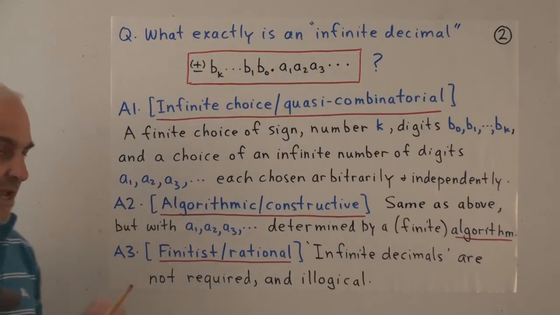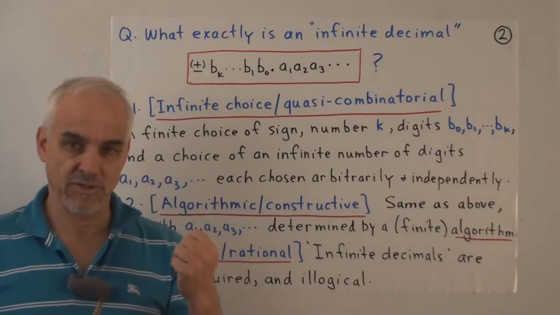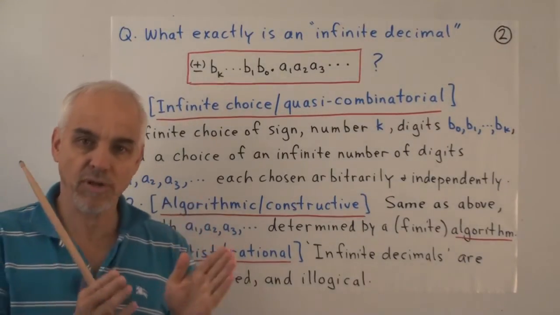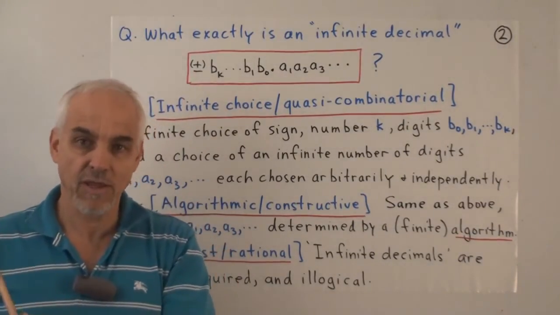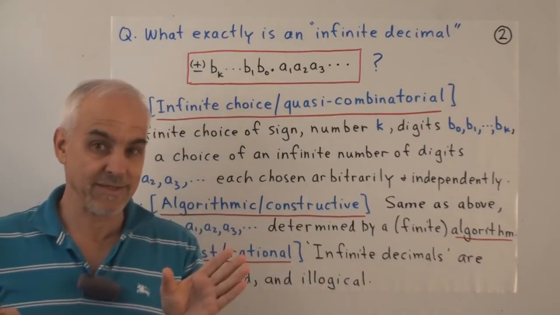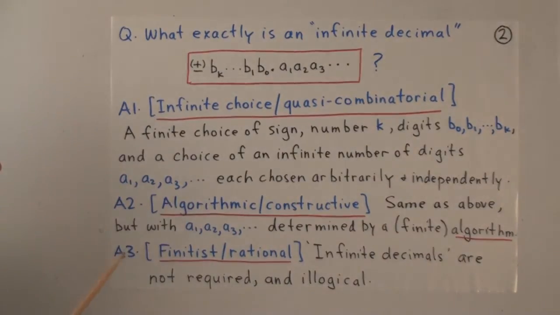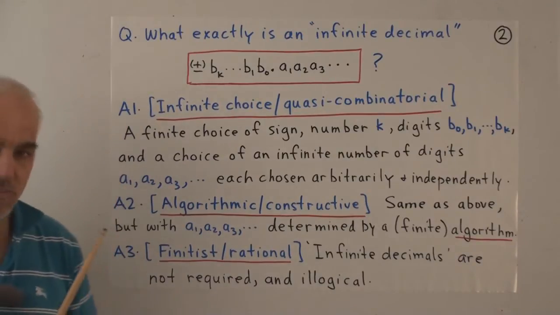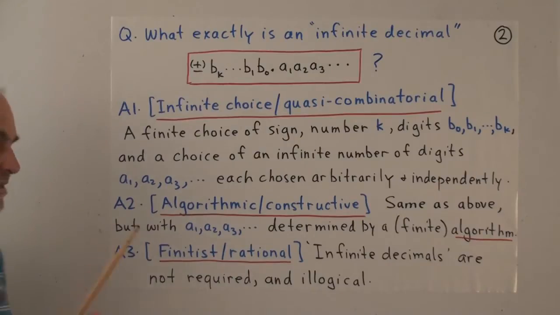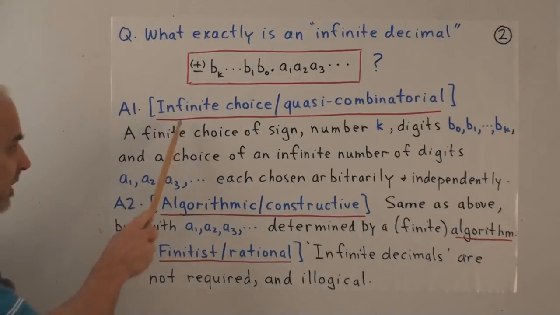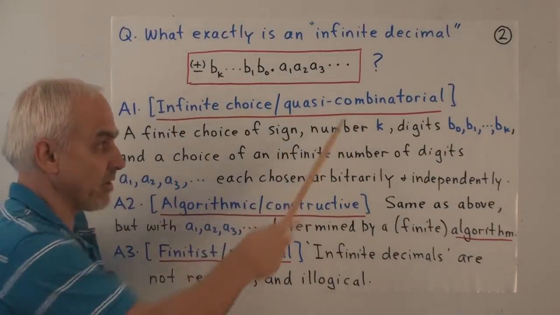And there are essentially these days 3 different answers. 3 very important different directions of going in terms of understanding what is an infinite decimal. Here are the 3 different roads that we can go down. The first, which is the most popular and the most well accepted these days, is the approach of what I call infinite choice. It's also sometimes called quasi-combinatorial.